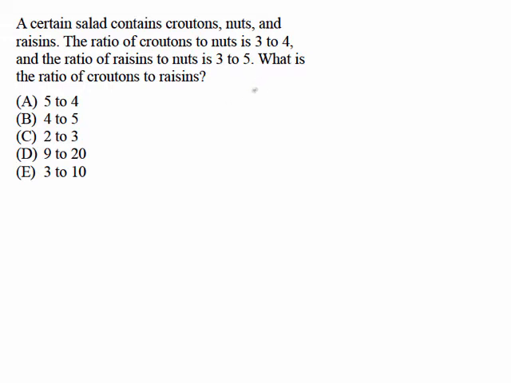They like to say ratio of croutons to nuts is 3 to 4. And remember, always write your units with ratio problems. So we've got 3 croutons to 4 nuts, and then we also know the ratio of raisins to nuts is 3 to 5. So we've got 3 raisins to 5 nuts. Now, what most people like to do is just find a common number of nuts, right? This is kind of like a common denominator thing.